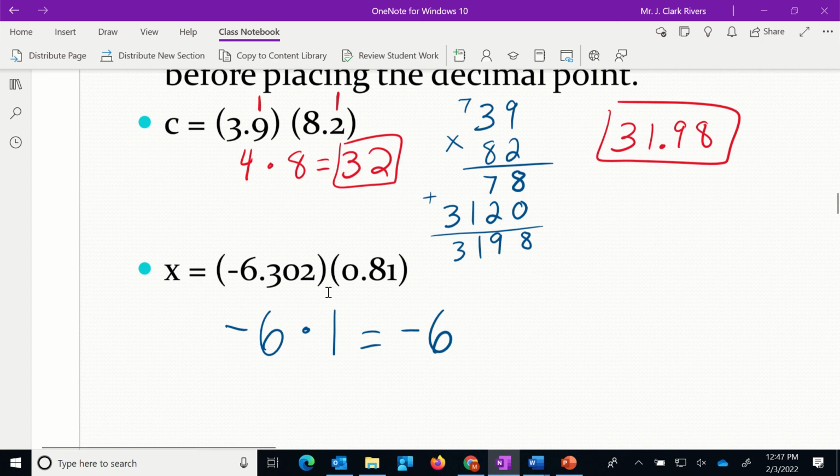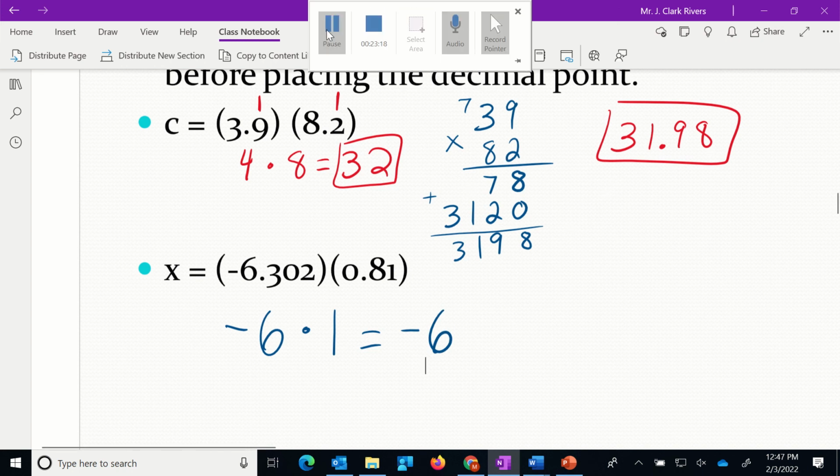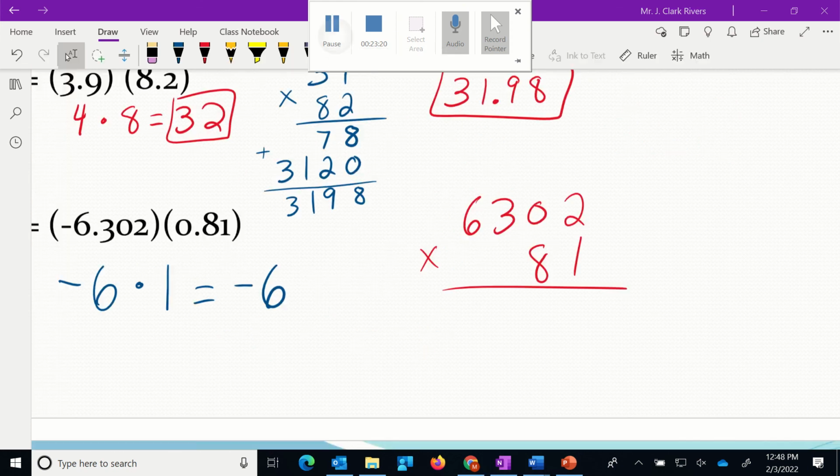Now, everybody on your own, see if you can do this next step, and then the final answer, see if you can get it right. I'm going to pause the video now, so Claire, you try this too. So here we go. Negative 6.302 multiplied by 0.81. I'm just going to keep in mind this is going to be negative at the end. We'll talk about that in a second.